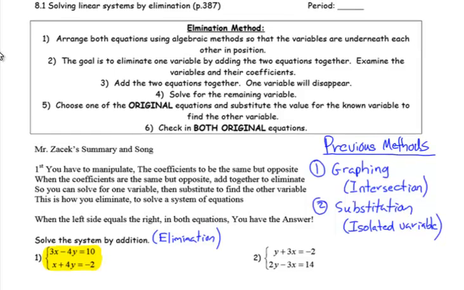Well, elimination: arrange both equations using algebraic methods so that the variables are underneath each other. The goal is to eliminate one variable, that's why we call it elimination, by adding the two equations together. When you add the two equations together, one variable will disappear. Solve for the remaining variable, and then choose one of the original equations and substitute the value to find the other variable. And then we can check both equations.